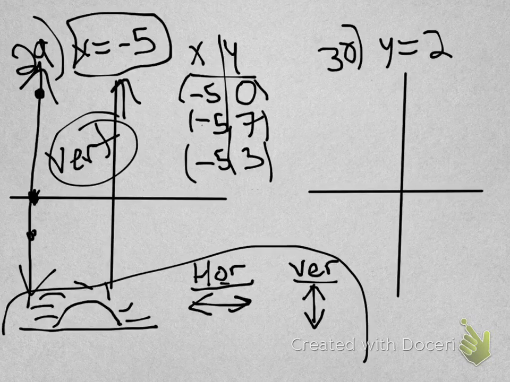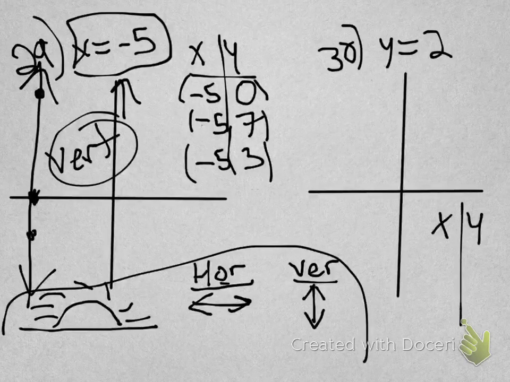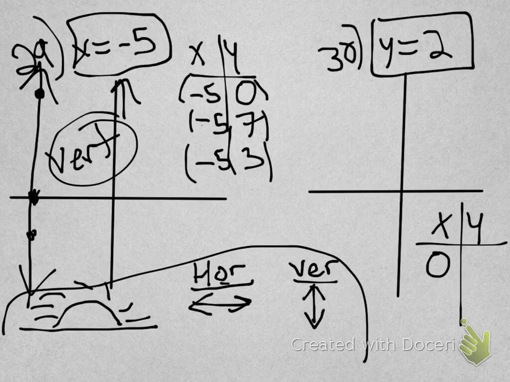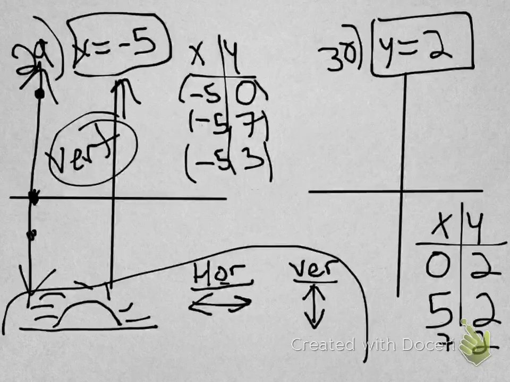So if x equals -5 is a vertical line, y equals 2 would be the opposite. Okay, so it's going to give us a horizontal line. If we were to look at a t-table of this one, if I plugged in x was 0, what is y going to be? Well, I look at my equation. This equation says y equals 2. So that means y always equals 2. If I said x was equal to 5, then y would be 2. If x was equal to 7, then y would be 2.